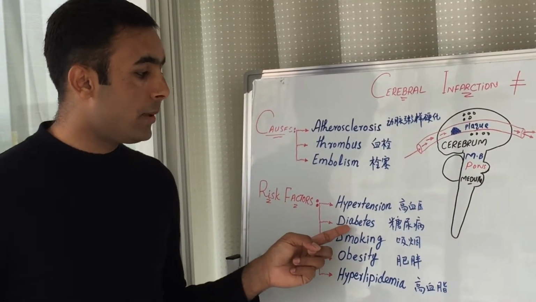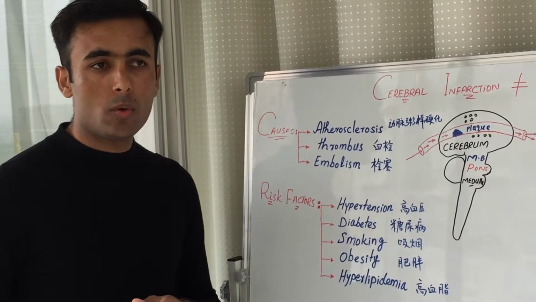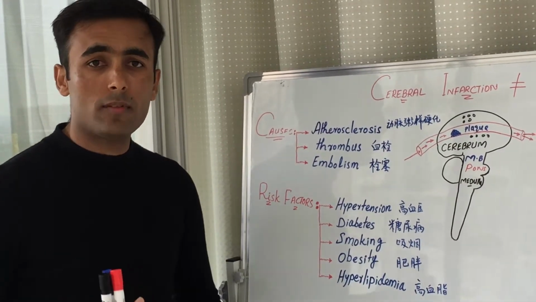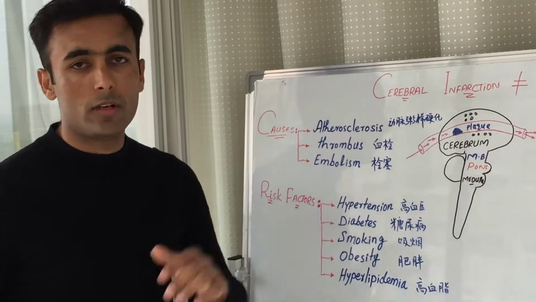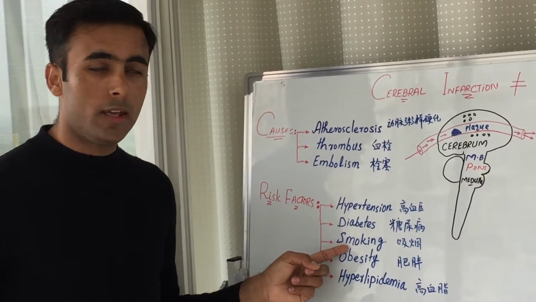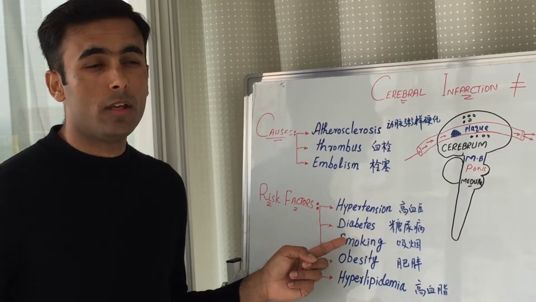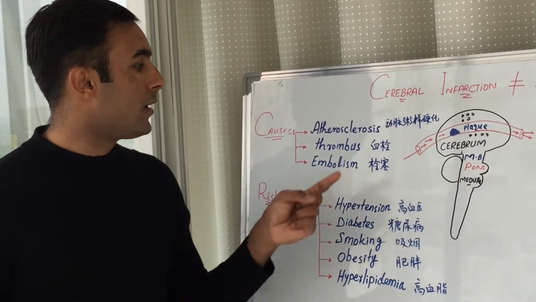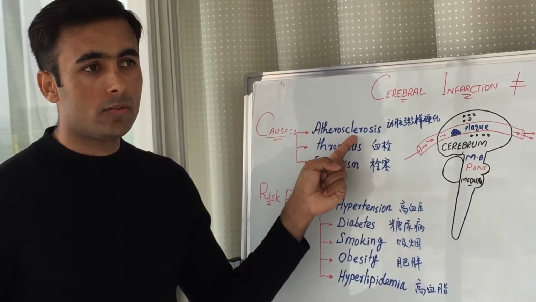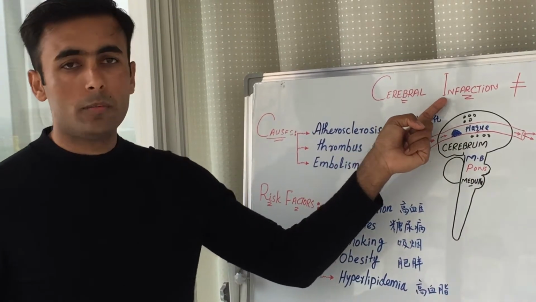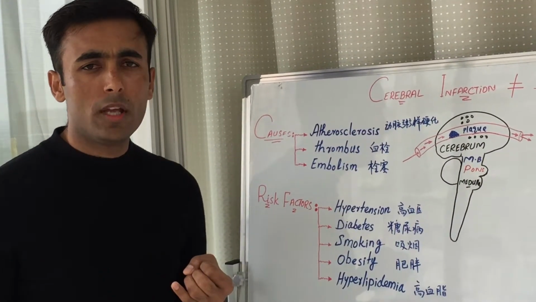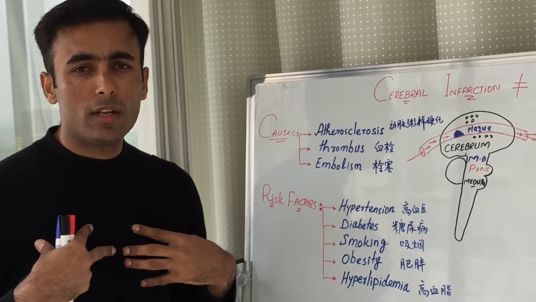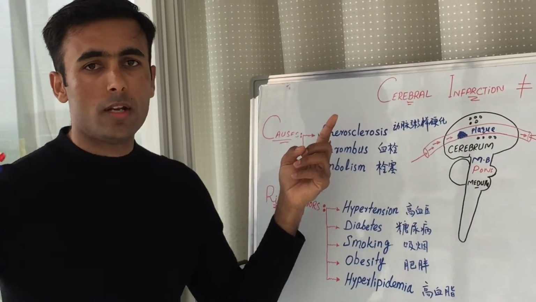Then the second risk factor is diabetes. Patients who have diabetes and don't manage it well, and have had diabetes for a long time, also have higher chances to develop cerebral infarction. Then the third is smoking. People who smoke have high chances to develop atherosclerosis, and when atherosclerosis develops, they have high chances to develop cerebral infarction. So the patient who smokes not only develops heart diseases and lung diseases, but also has high chances to develop cerebral infarction and other brain diseases.